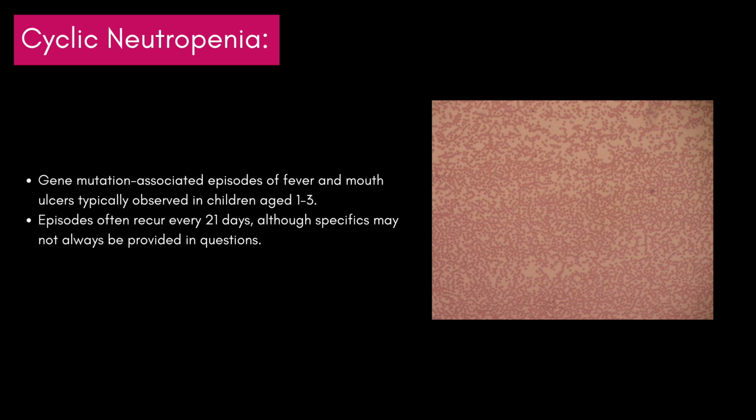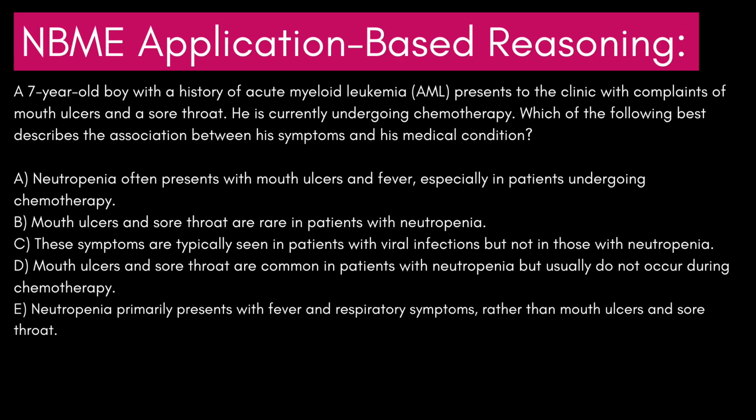Alright guys, now that we have covered all of the content, let's go ahead and take a look at some questions to review the knowledge you have gained so far. A 7-year-old boy with a history of acute myeloid leukemia, AML, presents to the clinic with complaints of mouth ulcers and a sore throat. He's currently undergoing chemotherapy. Which of the following best describes the association between his symptoms and his medical condition?